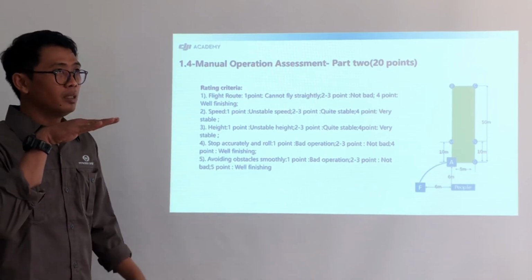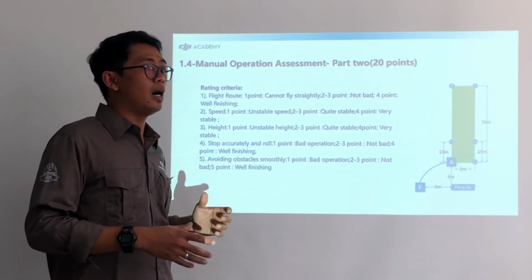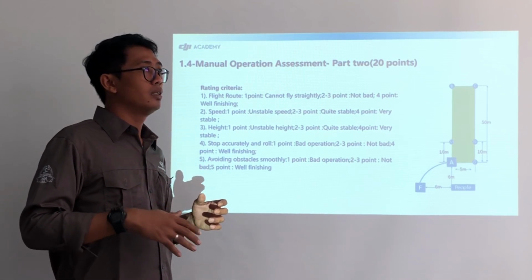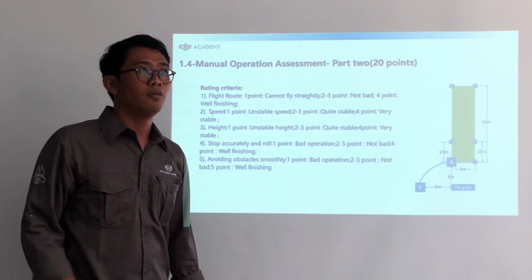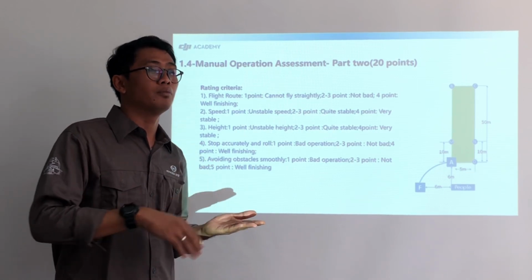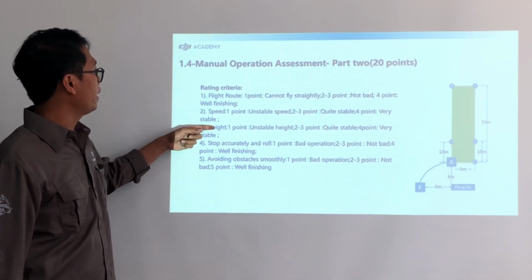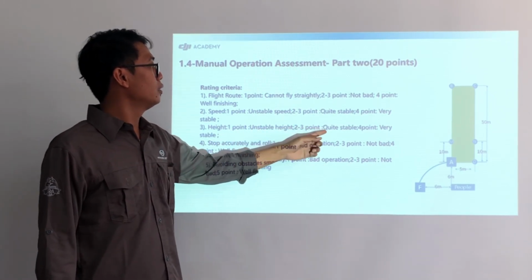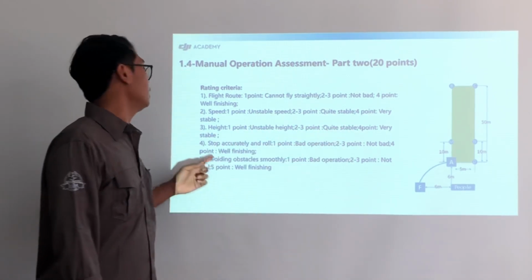It means the skill, how we master the speed of the drone. When it's more stable, we get more points. The height, 1 point, it means unstable height. 2 or 3 points, quite stable. 4 points, very stable.